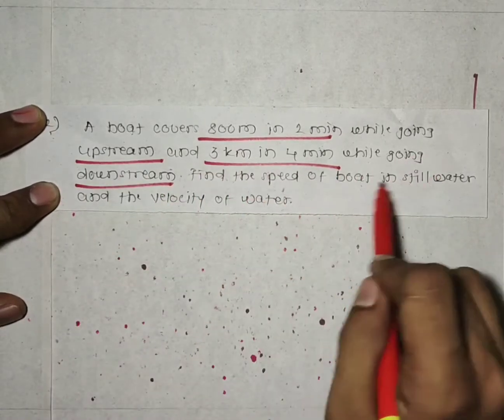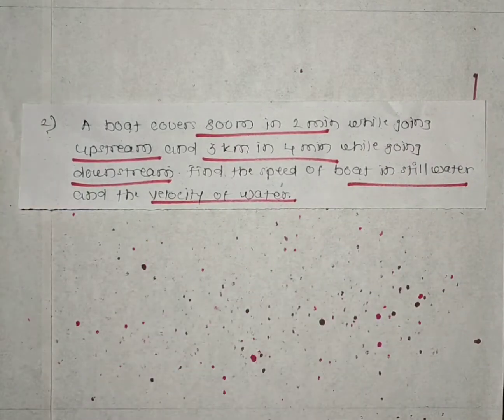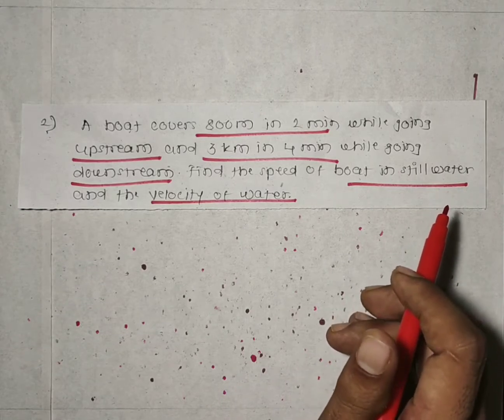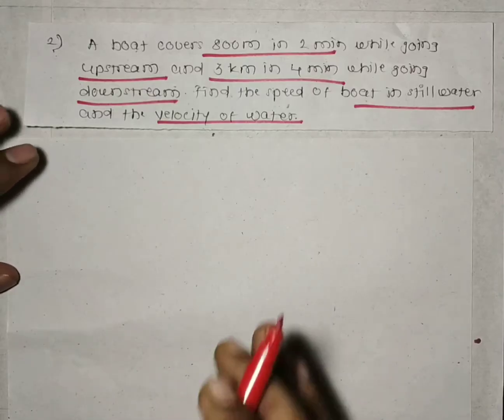Find the speed of the boat in still water, which is x, and the velocity of the water, which is y. We have to find x and y respectively. Now let's see how to calculate. I'll quickly repeat what the question is.